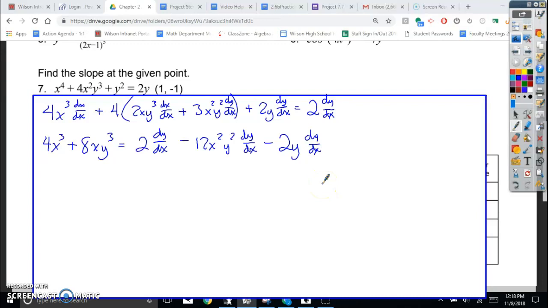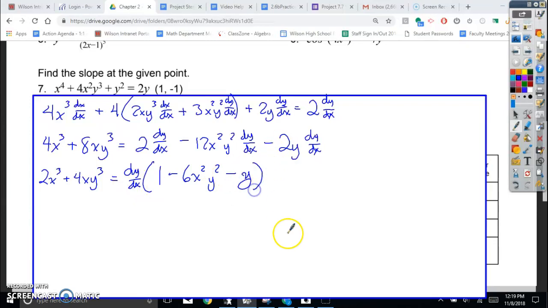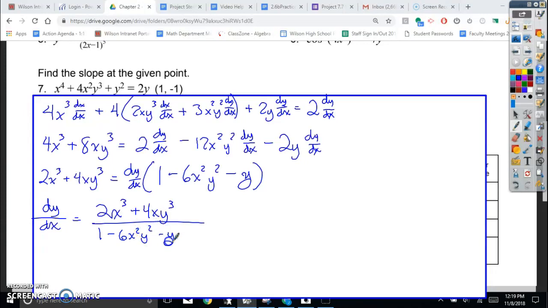Now, everything looks like it's divisible by 2, so I might as well just take care of that as we are. So this is 2x to the third, plus 4xy cubed. I'm going to pull out my dy/dx. And since I divided this by 2, that's 1. Divide that by 2, that would be 6x squared y squared. dy/dx is gone because it's up front. Minus, this would be 1y. All right? So, to finish this up, dy/dx will equal 2x cubed plus 4xy to the third over 1 minus 6x squared y squared minus y.